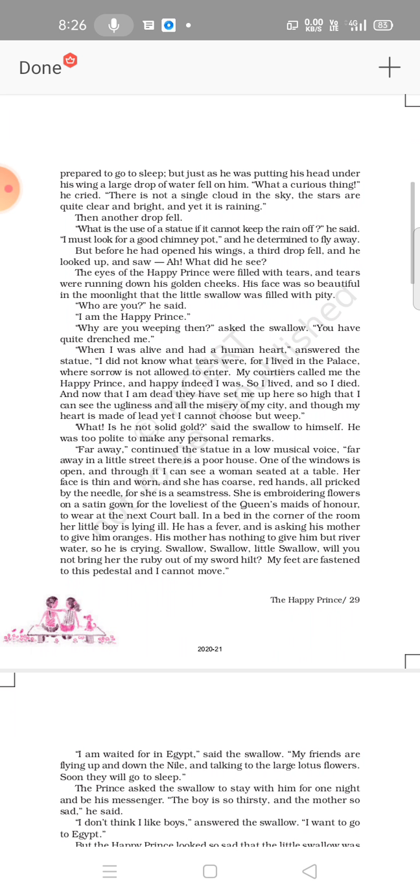He told the swallow that he saw a playwright in a little room. He was trying to finish a play for the director of the theater, but he was too cold to write. He was hungry also. He asked the swallow to pluck one sapphire from his eye and give that to the playwright.